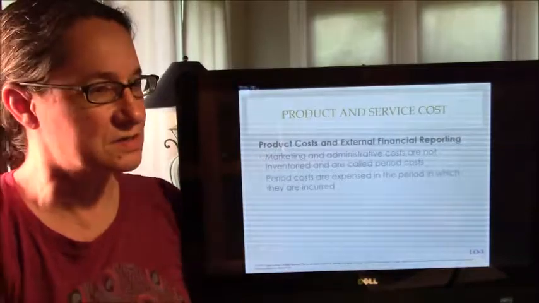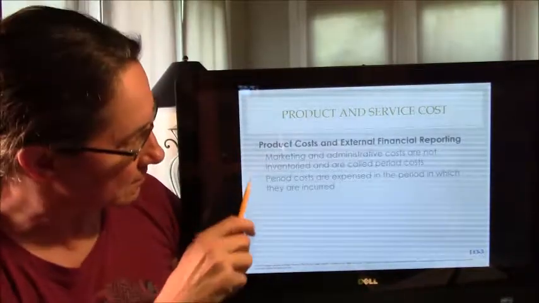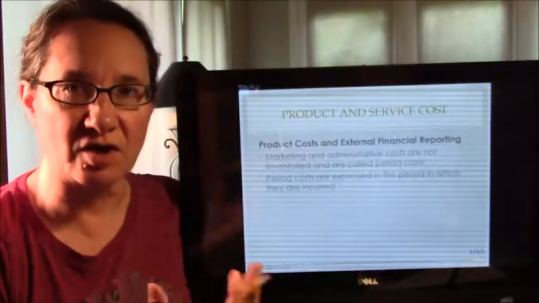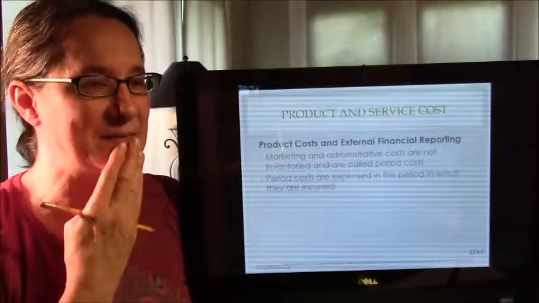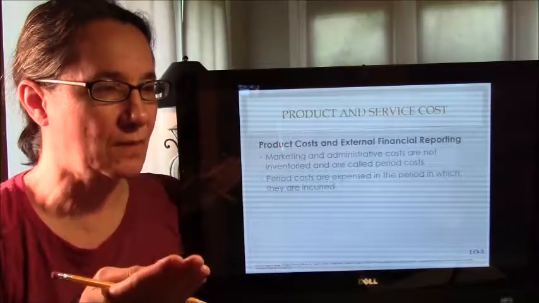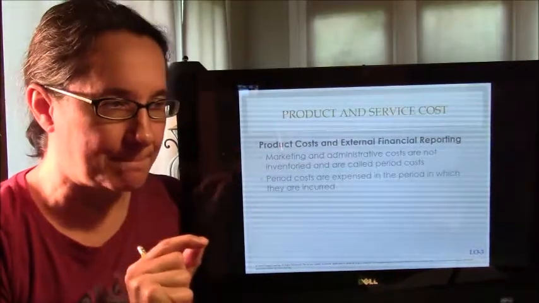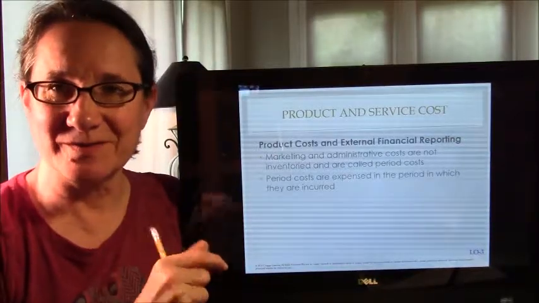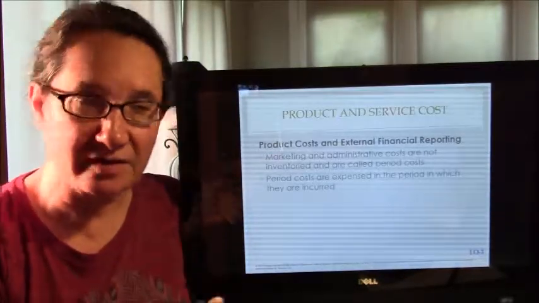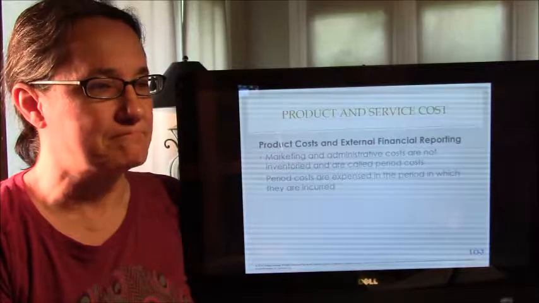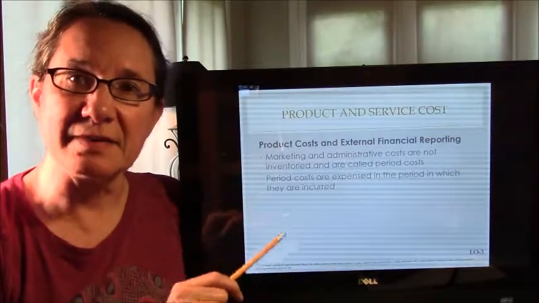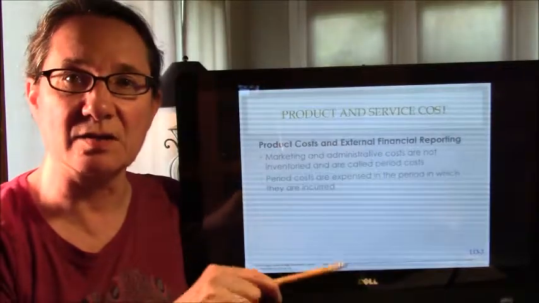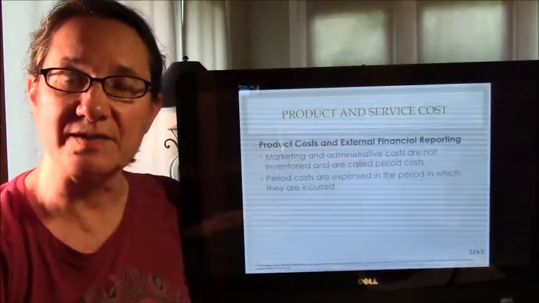All right, so marketing and administrative costs are not inventoried, they're called period costs. So what that means is period costs are matched to revenues, right? They're within a certain period, right? Not inventoried. That means they're not going to become part of the finished goods inventory. They're not going to become part of cost of goods sold. They're going to be separated out.